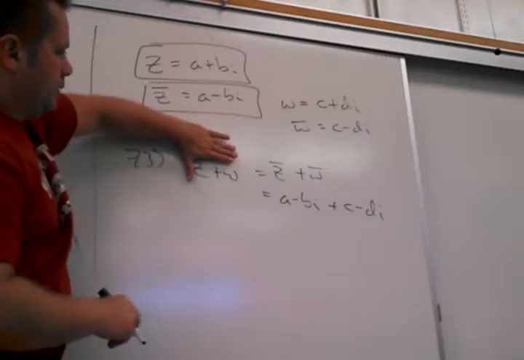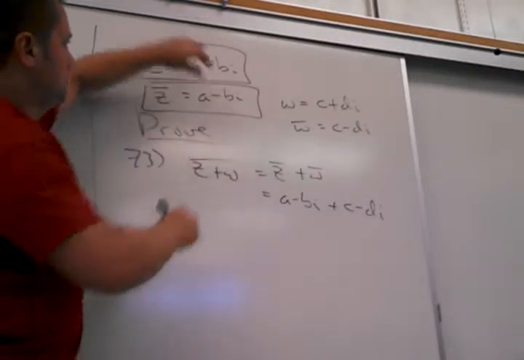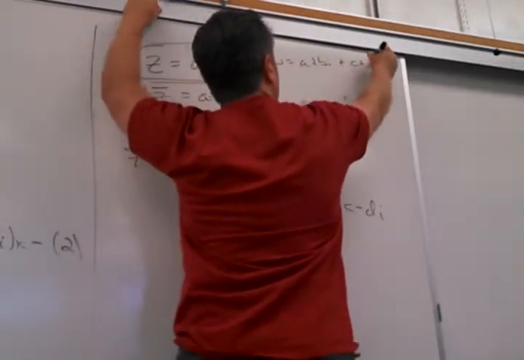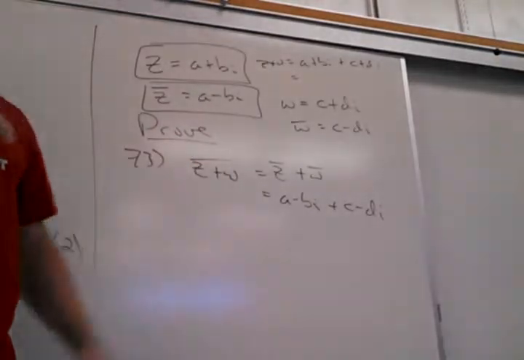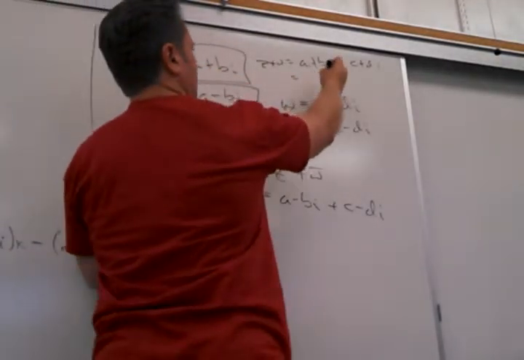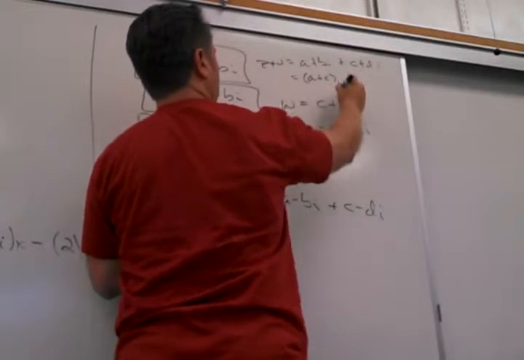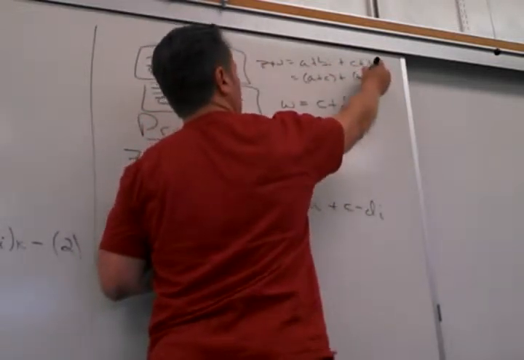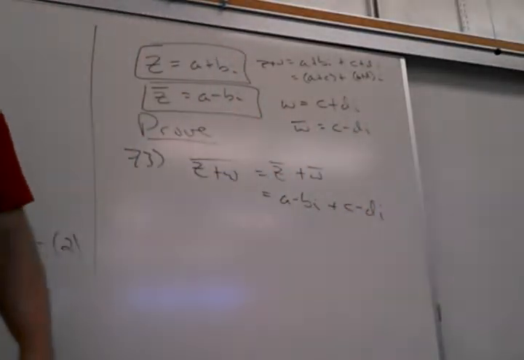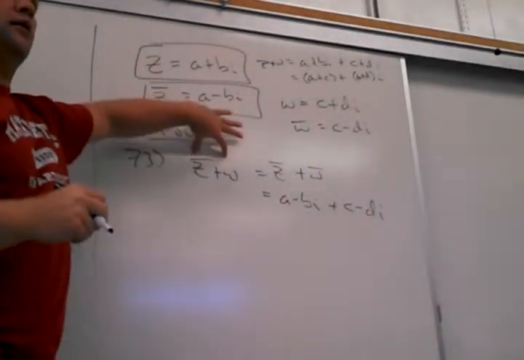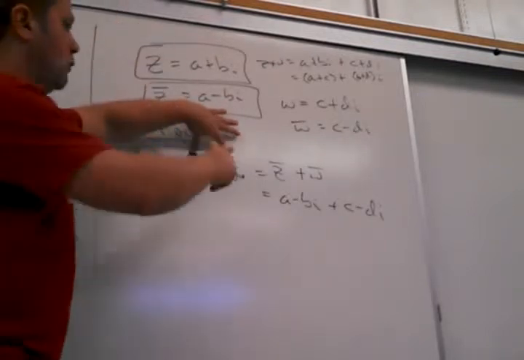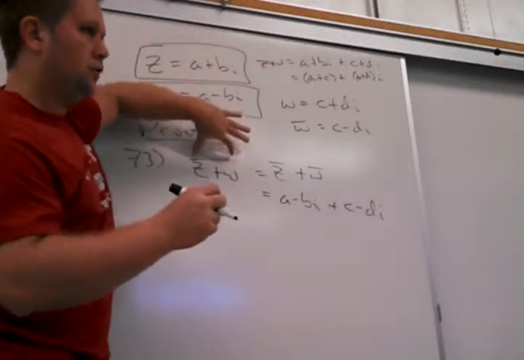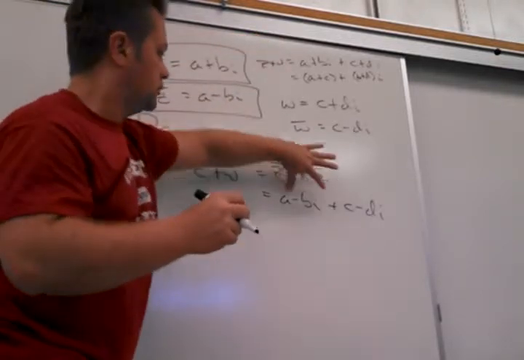Now what's Z plus W? A plus BI plus C plus DI. Yeah, so Z plus W is A plus BI plus C plus DI. Now, collect like terms. A plus C, that's my real part. B plus D, and that's my imaginary part, right? So what must this look like? And your proof would be, you know what this is supposed to look like, because you know what Z plus W is. Now write what Z plus W conjugate is, and show that it equals what you just got here.